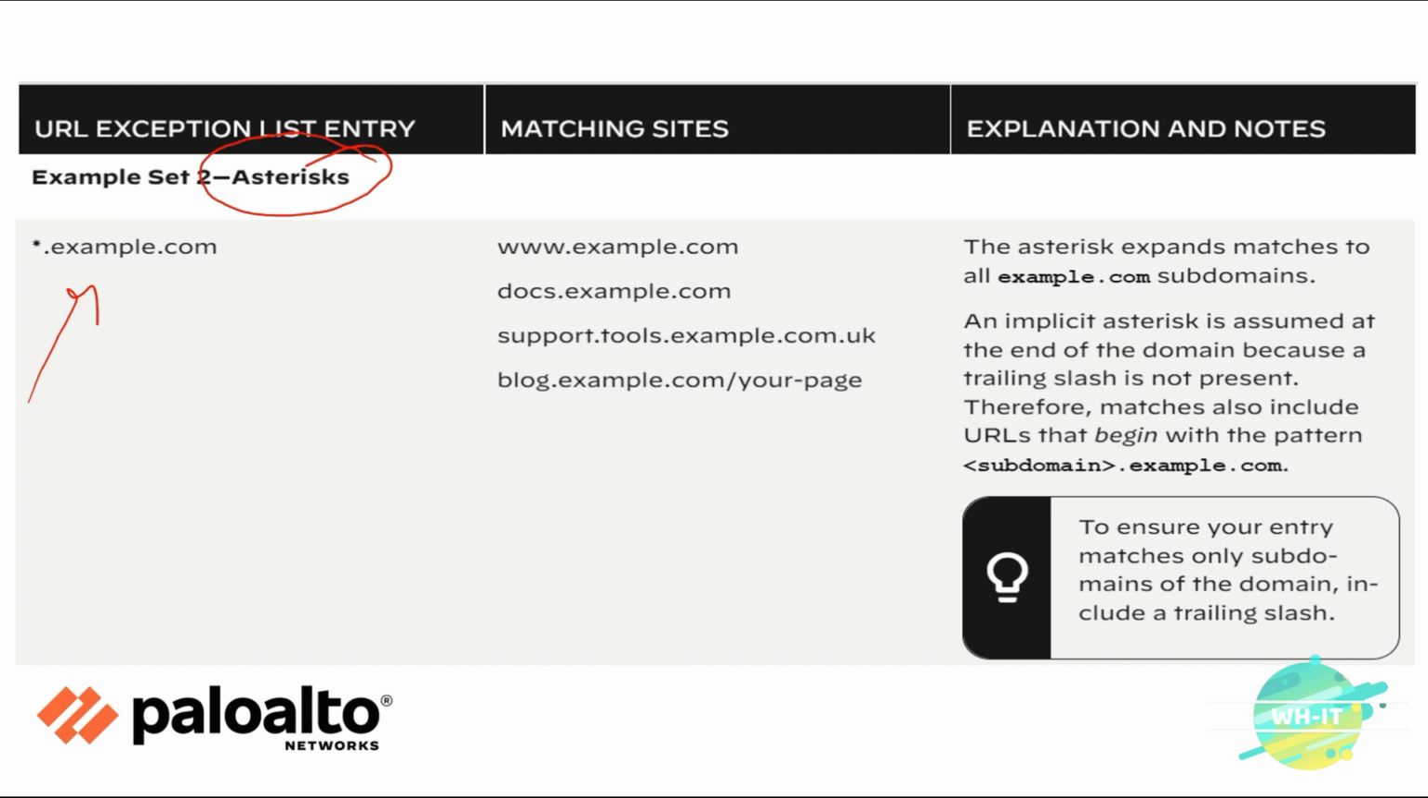So what happens if you use the asterisk like this? It's going to believe that example.com is there, but before that there is an asterisk, which means I'm going to match www, I'm going to match docs, or anything like support.tools.example. For example, if Microsoft has support.tools.microsoft.com, that is going to match by using such an asterisk.